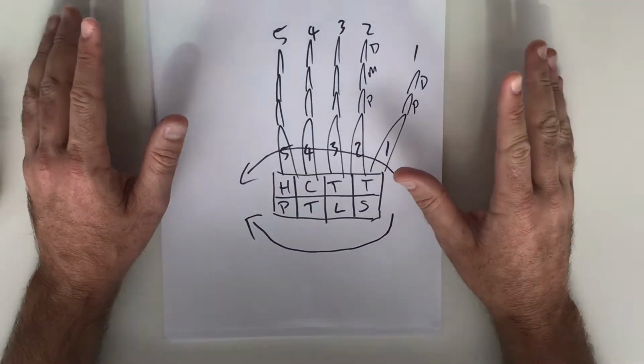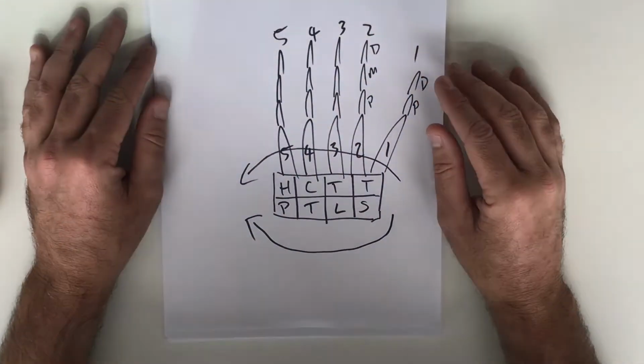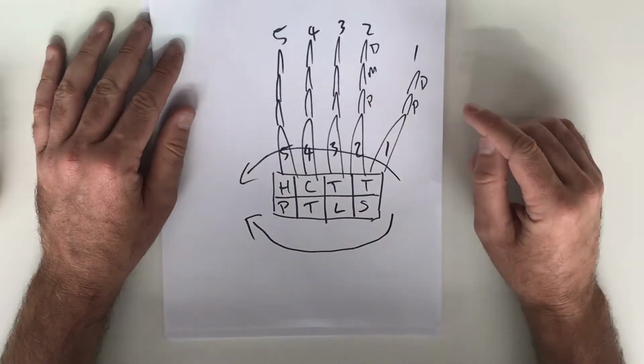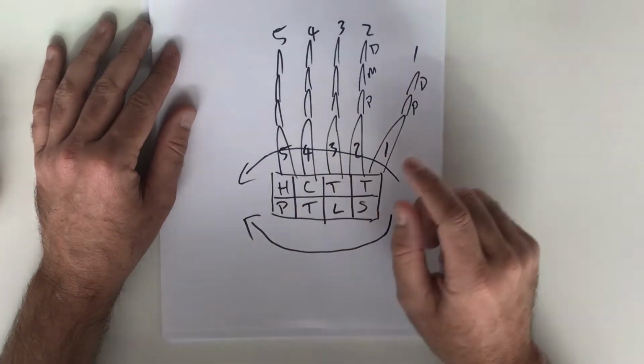So don't remember it right and left. Don't remember it from one side of your hand to the other. Just remember, it doesn't matter which way you're looking at your hand, if you go from the thumb side across the bottom and then thumb side across the top, the order will always be the same.